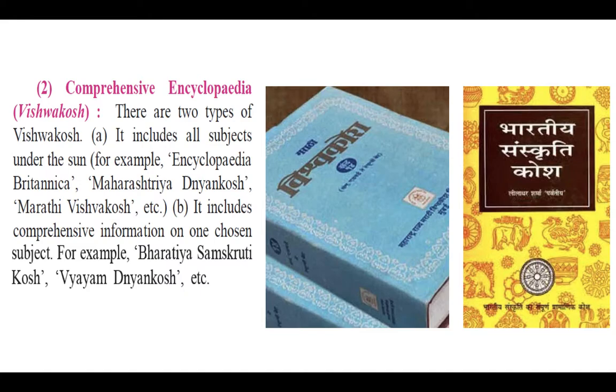It includes comprehensive information on one chosen subject. This is the second type, where it is specific, where only one topic is dealt with, but everything that is related to that topic is mentioned in that encyclopedia. For example, Bharatiya Samskruti Kosh and Vyayam Jnana Kosh. Alright, please underline those.